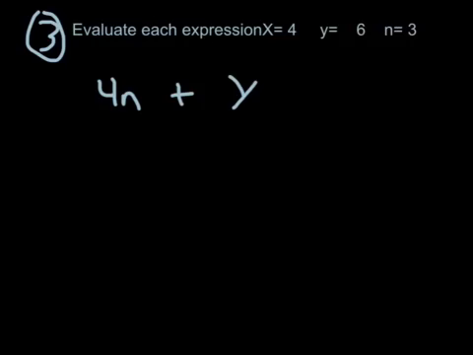Alright class, here's the last example I'm going to show you, and then you're going to go ahead and try a few of these, and then you can see how you did compared to how I do, like we always do. Okay, so the first thing we want to see here is that we do have an expression, 4n plus y. There's no equal sign, but we also do know what x equals, what y equals, and what n equals.